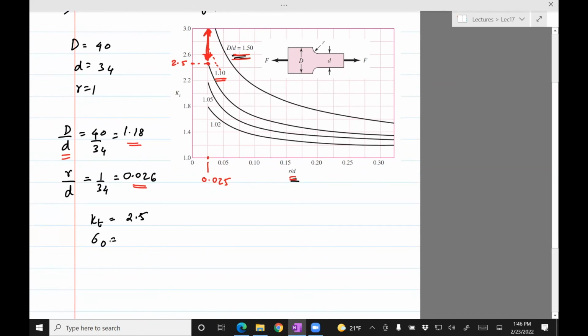Sigma 0 is going to be the force divided by, so it's the stress here. So that will be T times T, that's the cross-section area. So 10 times 10 raised to 3 divided by D, which is 34 times 10 raised to negative 3, times the thickness, which is 2 times 10 raised to 3. Okay, so doing the calculations gives me 147 MPa.